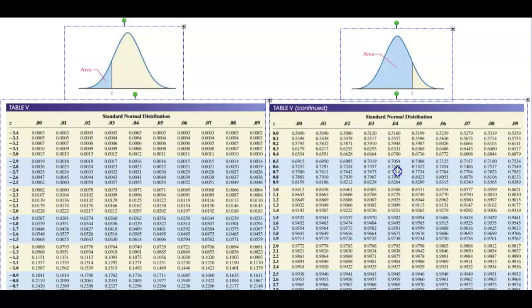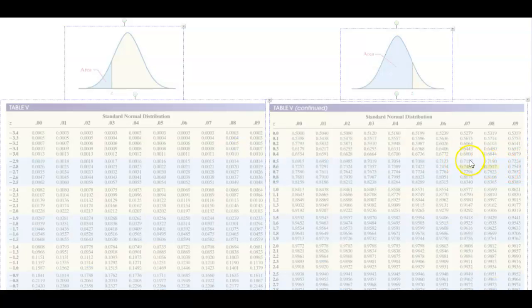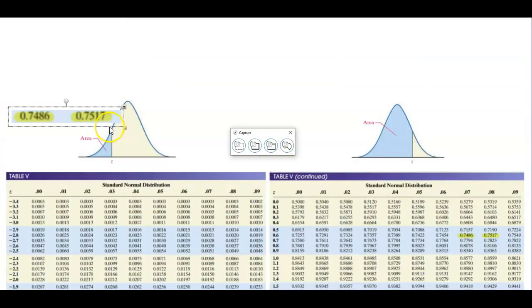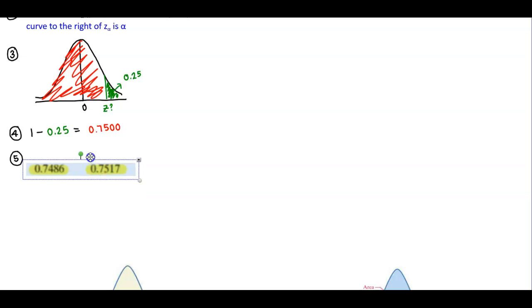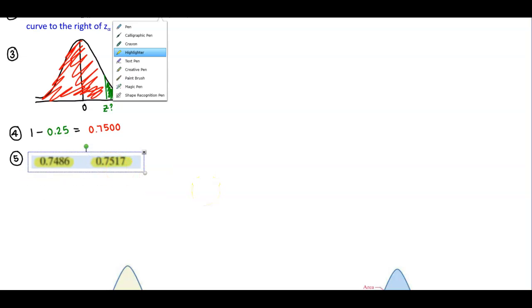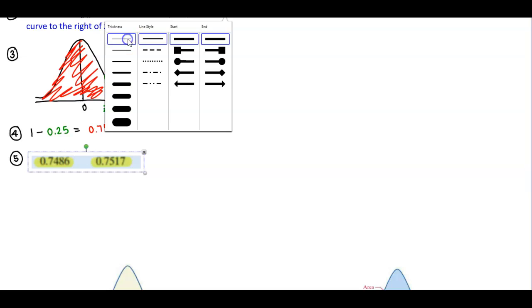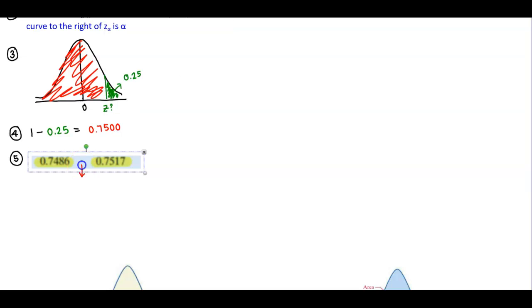So let's see here, 0.7500 is in between two values. Let's take a look. We have 0.7486 and 0.7517. Let's go ahead and copy those, so that we know that 0.7500 falls in between them.